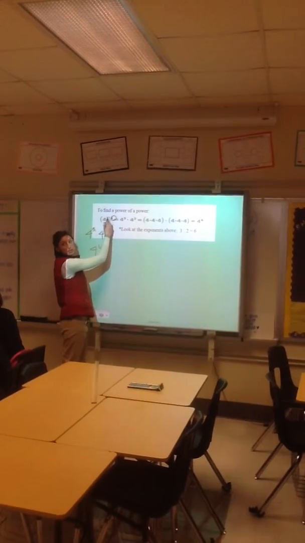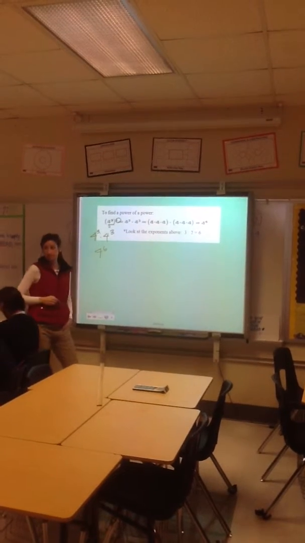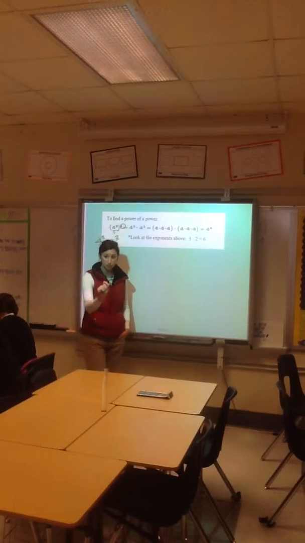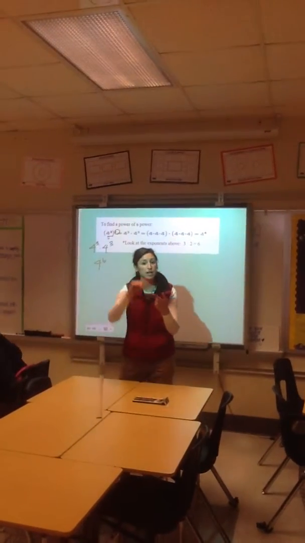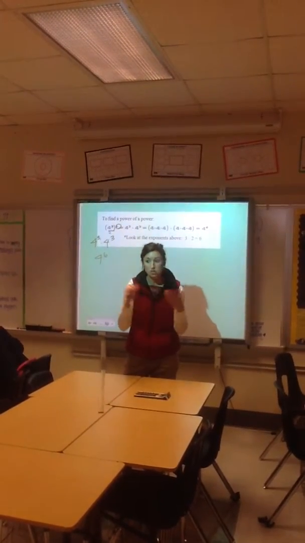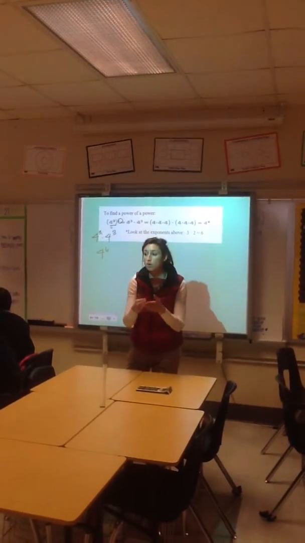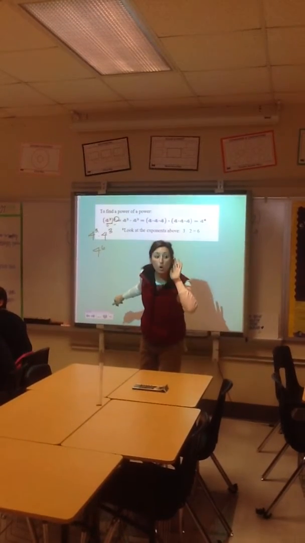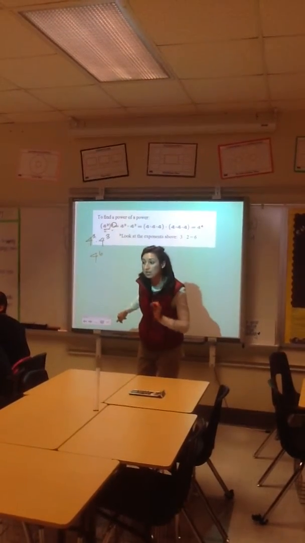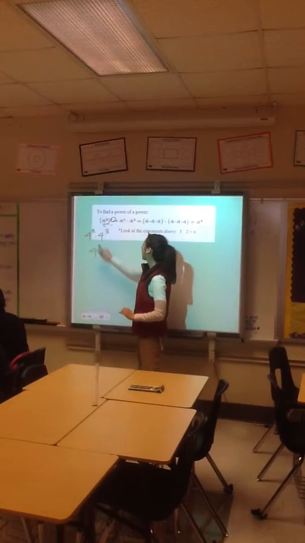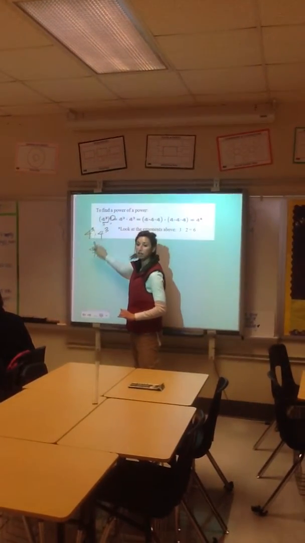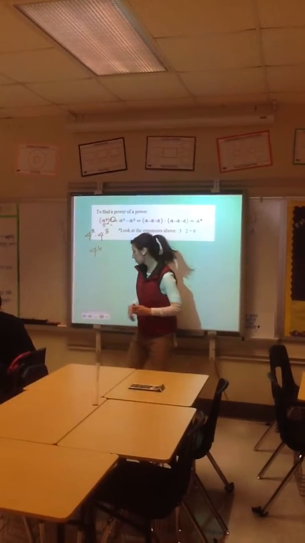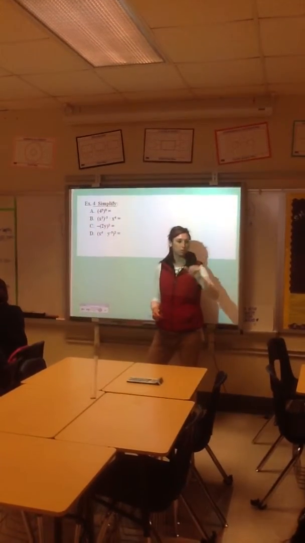Now watch, watch. What could I do with these two numbers to get a 6? Multiply. Multiply. So I'm going to tell you the rule. Listen to me carefully. If you are multiplying without parentheses, you add. If you are multiplying with parentheses, you multiply. Did everybody hear the difference? When you multiply without parentheses, you add. When you multiply with parentheses, you multiply.